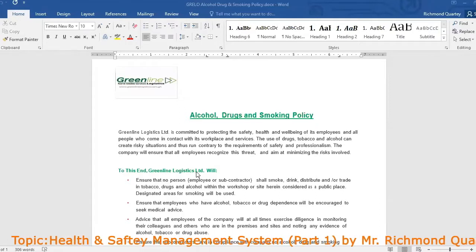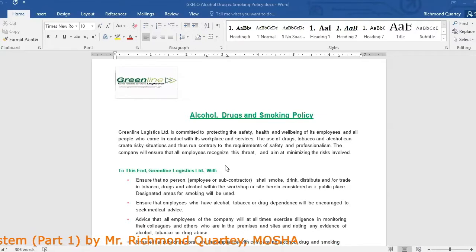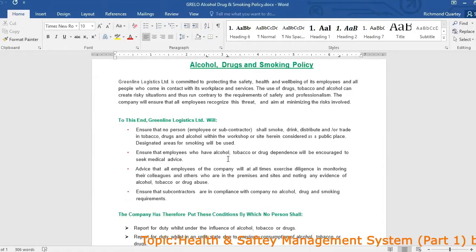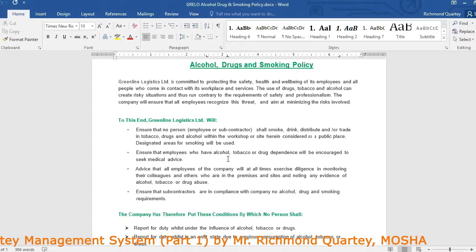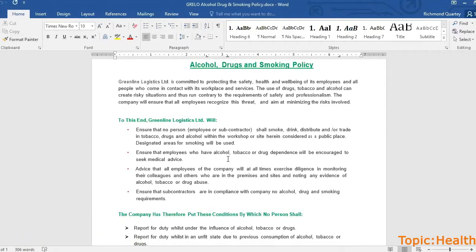This is a policy that we organized for a company by the name Green Line Logistics, and this is the alcohol, drug, and smoking policy. Let's read what is in the document. Green Line Logistics Limited is committed to protecting the safety, health, and well-being of its employees and all people who come in contact with its workplace and services. The use of drugs, tobacco, and alcohol can create risky situations and thus run contrary to the requirement of safety and professionalism. The company will ensure that all employees recognize this threat and aim at minimizing the risks involved.